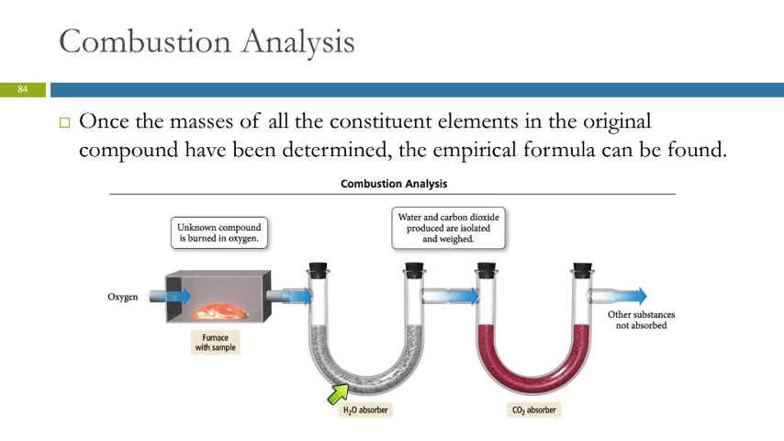We weigh the tube before we do the combustion, and we weigh the tube after we do the combustion. The difference, the increase in mass, is due to this compound in here absorbing water, and this compound absorbing CO2. And so then we can identify the mass of each of those that was formed.